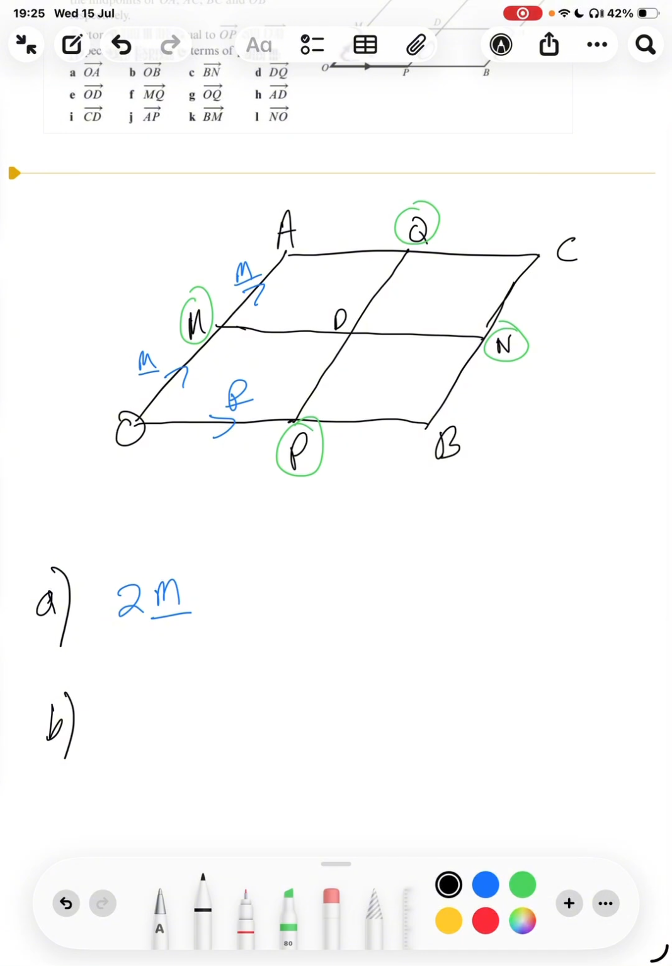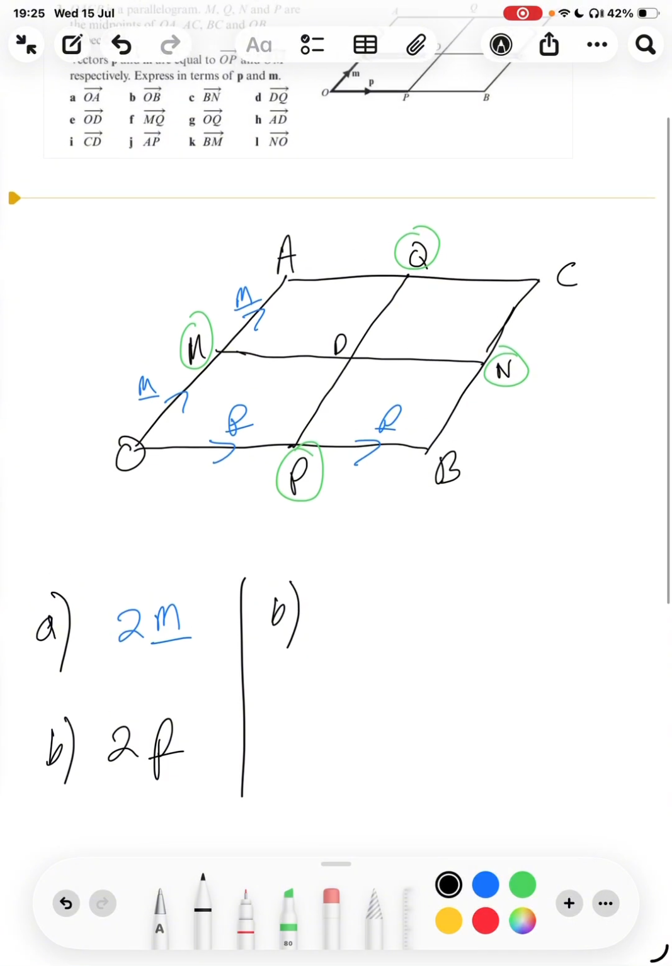Part B, O to B, exact same thing. P is the midpoint, so O to P is halfway, so then P to B must be the other half. So then you add both of these together, and O to B is 2P. Okay, C, B to N.